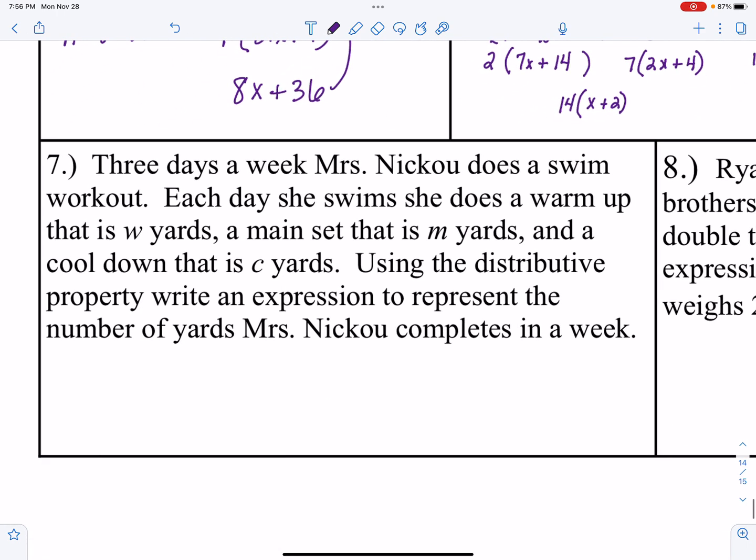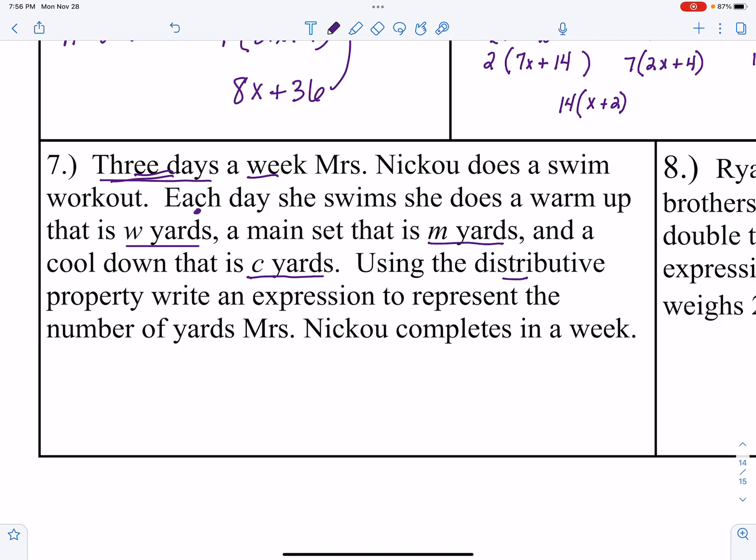Now we go to this word problem. So 3 days a week. Okay, so this only happens, so a whole week is just the 3 days. Mrs. Naku does a swim workout. Each day, that's multiplying, she swims. She does a warm-up that is this long. She also does this main set that's this, and a cool down that is this. So that's the thing that happens on one day.